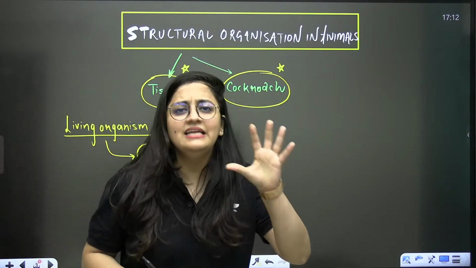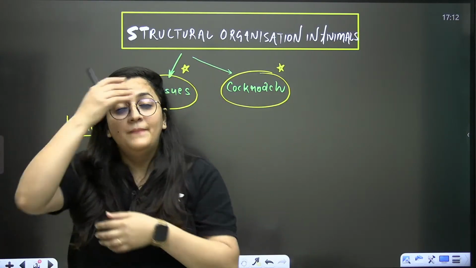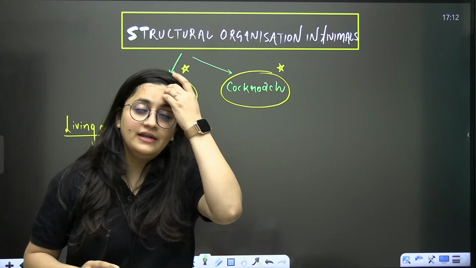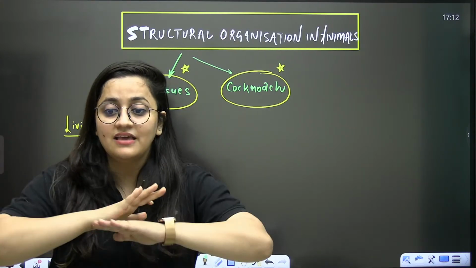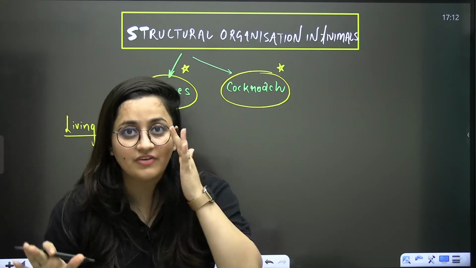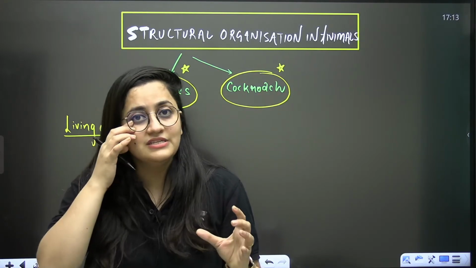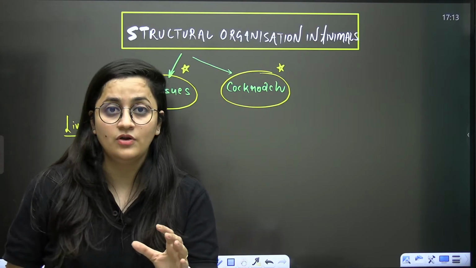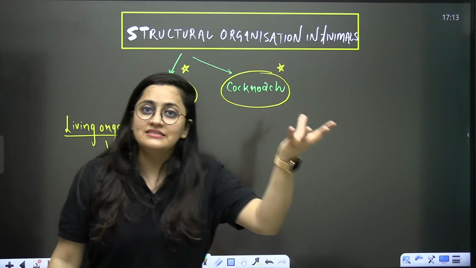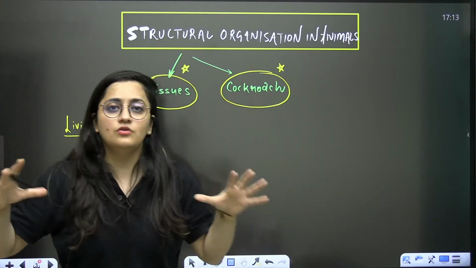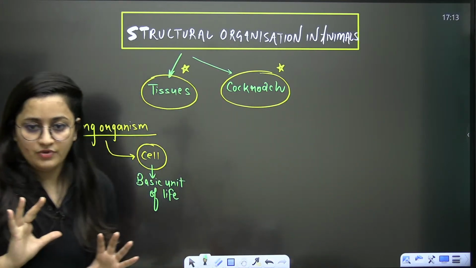You can see any living organism, right? Below the level of cell, there is no independent existence of life. So you can see unicellular organisms, you can see multicellular organisms, but the basic unit of life is going to be the cell. Single celled organisms are also there, multicellular organisms are also there. This is what we already know.